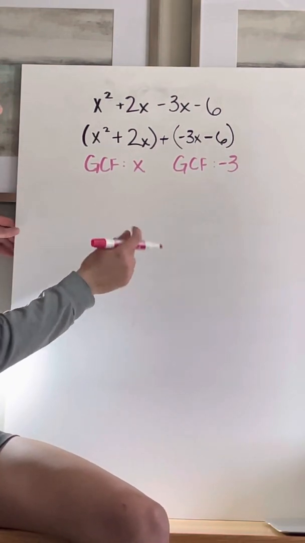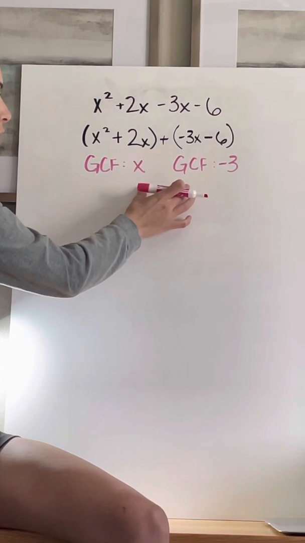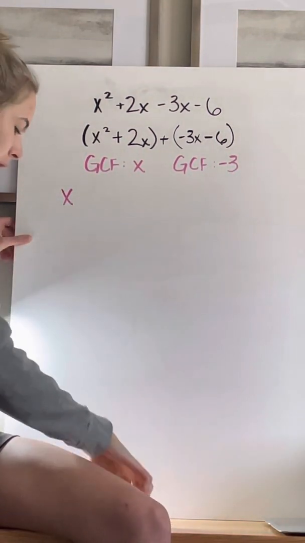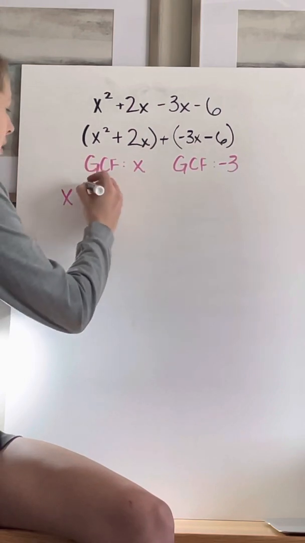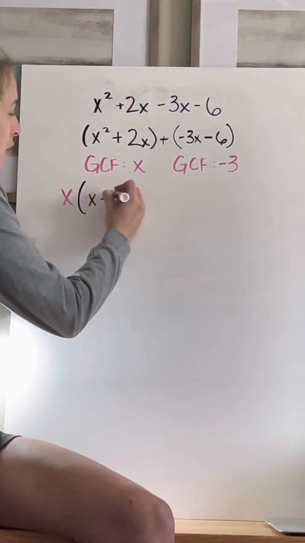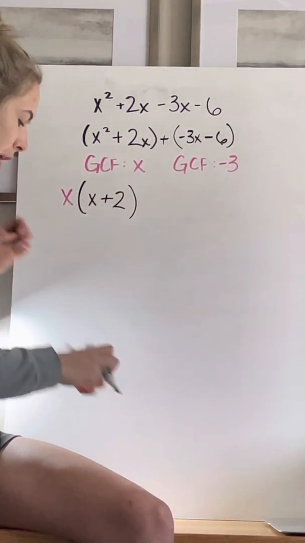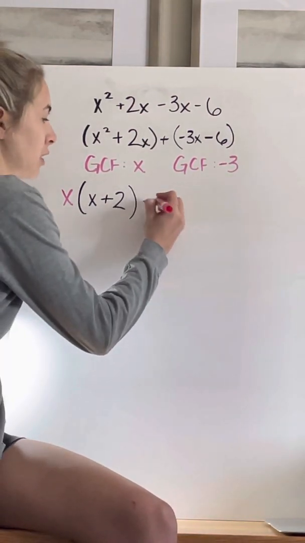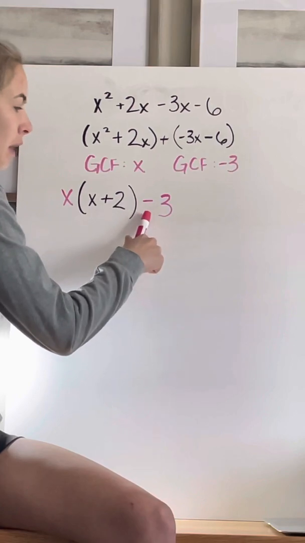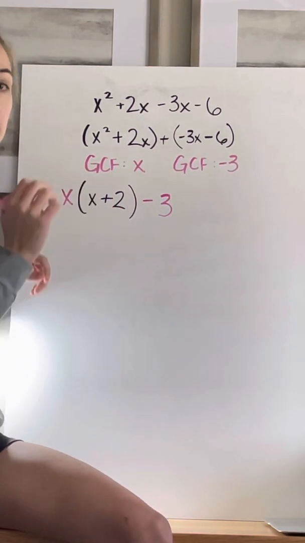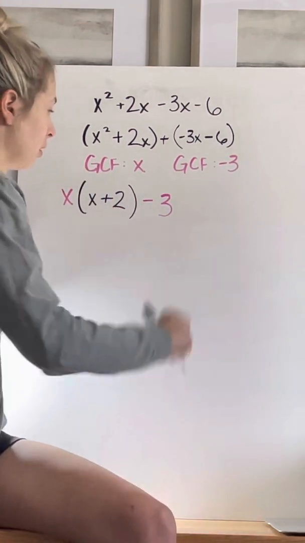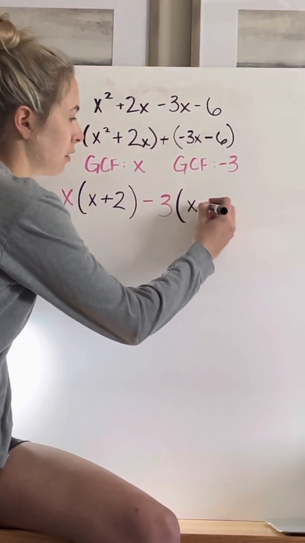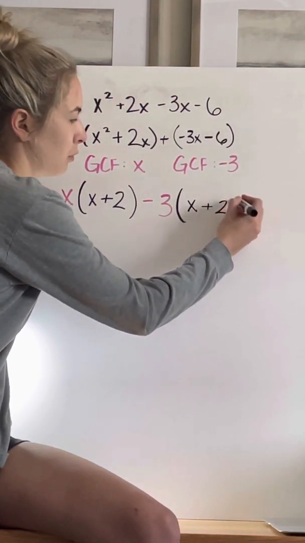Now that we have that, let's go ahead and factor these two out of their parts and see what we get. So we get x times x plus 2, right, when you factor it out. Then we get a -3, so this is where that subtraction or that negative stays with the 3. And when you factor it out, you get x plus 2.